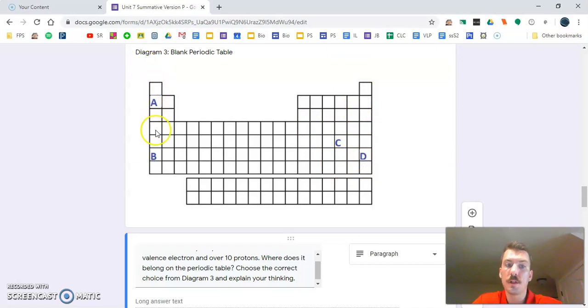But since it's in the first group, it could be either A or B. So we got to go to the second clue. It has over 10 protons. Well, A does not have 10 protons. Look how many it has. If we're counting across, 1, 2, it only has 3 protons. So the only logical choice is B.